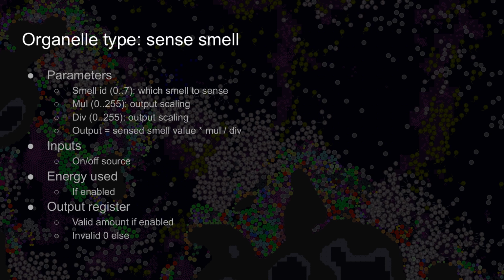The next type of organelle is sense smell. It takes three parameters, a smell ID, which describes which out of the 8 possible smells this organelle will sense, and two scaling factors. The input enables or disables sensing. It takes energy when the organelle is enabled. Its output is a valid scaled smell value when enabled and an invalid zero else.